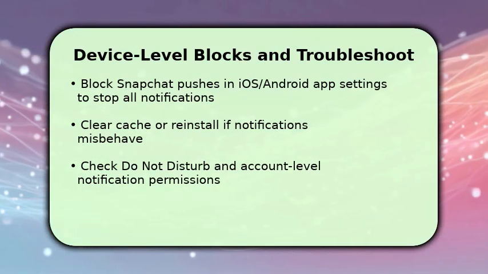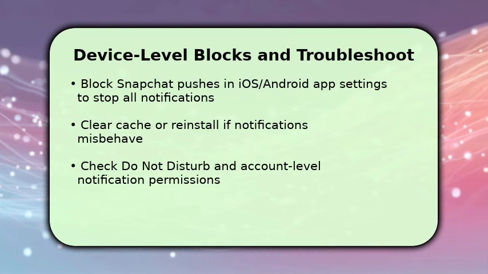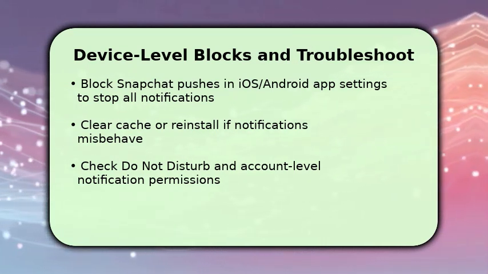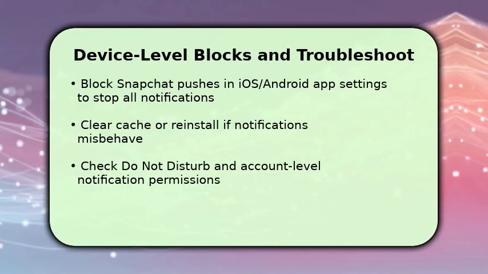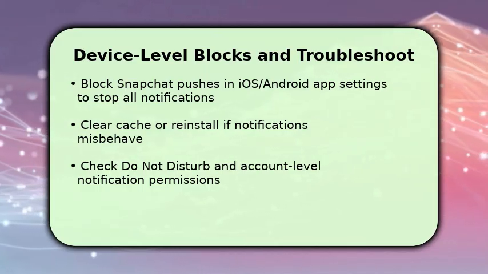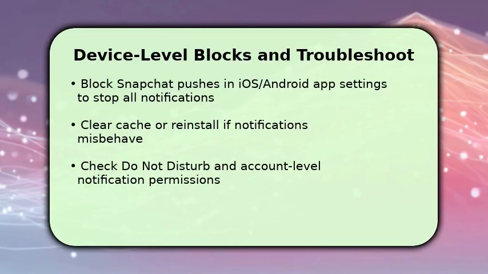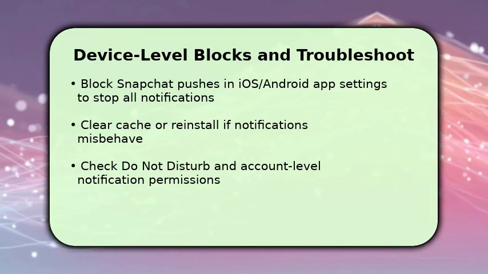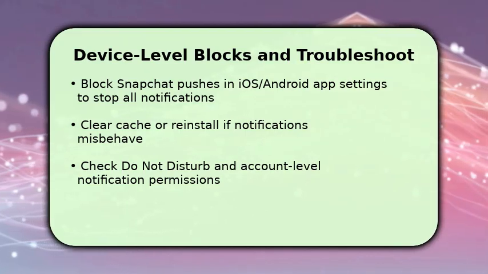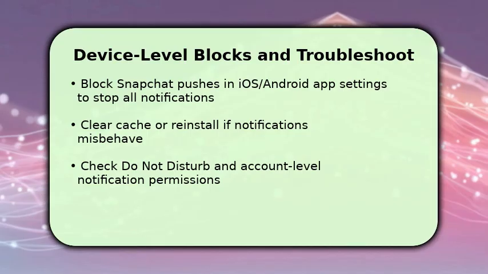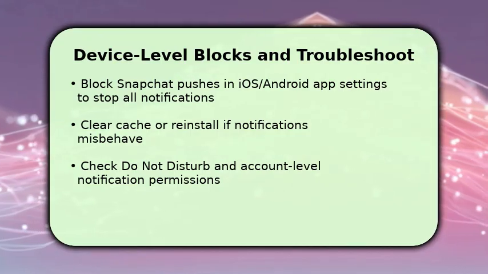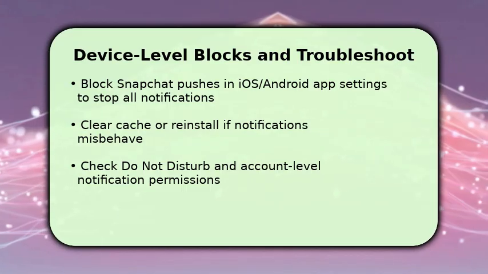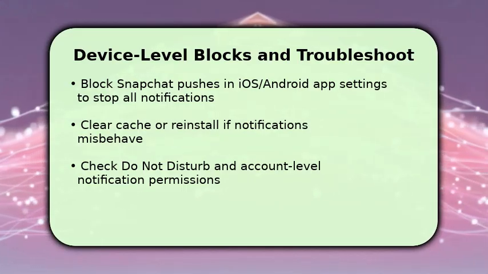Finish by enforcing device-level notification rules. Open your phone settings, find apps, select Snapchat, and disable notifications to stop everything. If you still get alerts, clear Snapchat's cache or reinstall the app. This often fixes stuck push tokens. Once done, verify Do Not Disturb and any battery or notification optimization settings that can override your choices. If problems persist, log out and back in, as Account Sync can reset notification preferences and resolve lingering issues.